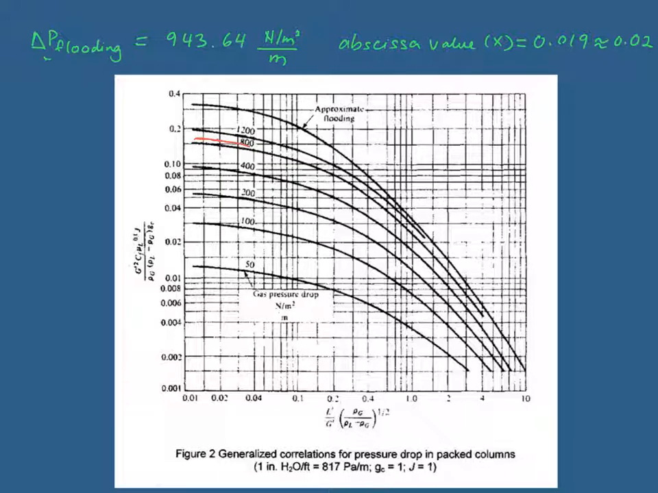So we're going to estimate, so this is the value of our intersection between abscissa and the delta P flooding, and then we're going to draw the horizontal line here, okay. If we have here as 0.1, therefore here should be 0.15 and here is 0.2, therefore approximately what we have here is 0.17 for our ordinate.